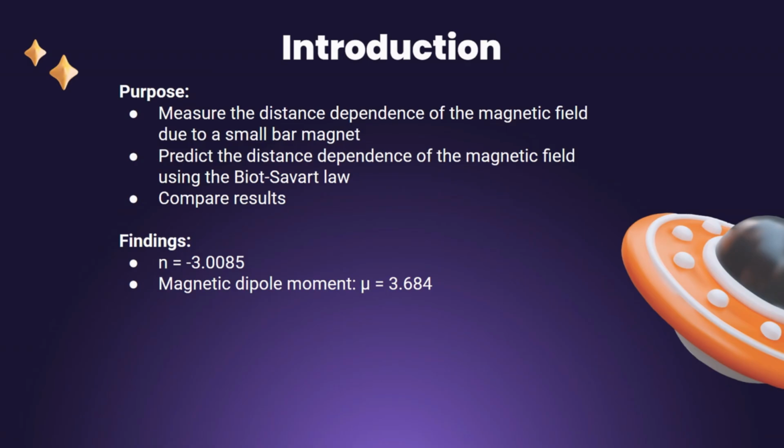The purpose of this lab was to measure and predict the distance dependence of the magnetic field using experimental values and the Biot-Savart law, and then compare the results of the two. A brief glimpse into the findings was that we found that N equals negative 3.0085, and that the magnetic dipole moment mu is 3.684.